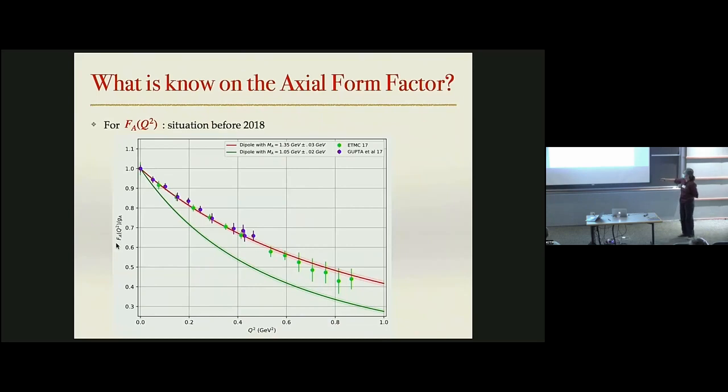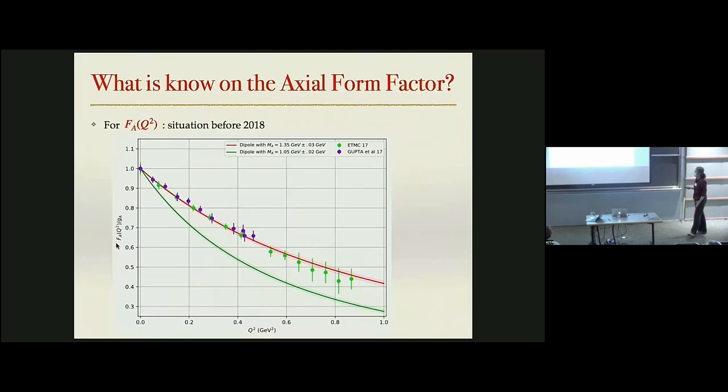What I plot here is the axial form factor as a function of Q squared, okay? So the momentum transfer squared exchanged between the two nucleons. And what do you see? You see that I have plotted the dipole parametrization using this axial mass of 1.05 that was found in '99, for instance, and the dipole mass of 1.35 that was found by MiniBooNE, for instance. And then I have the ETMC work and PNDME in 2017.